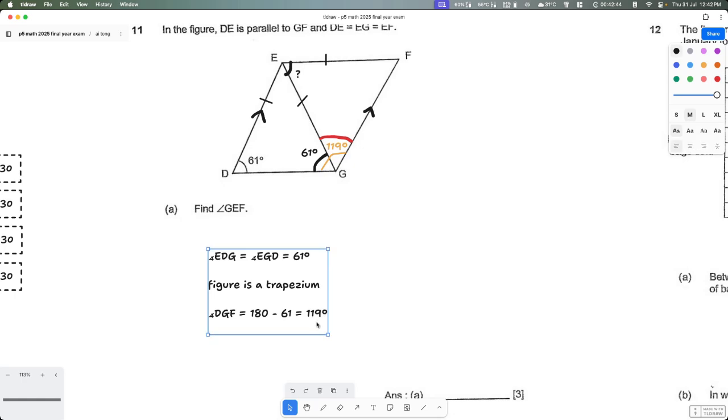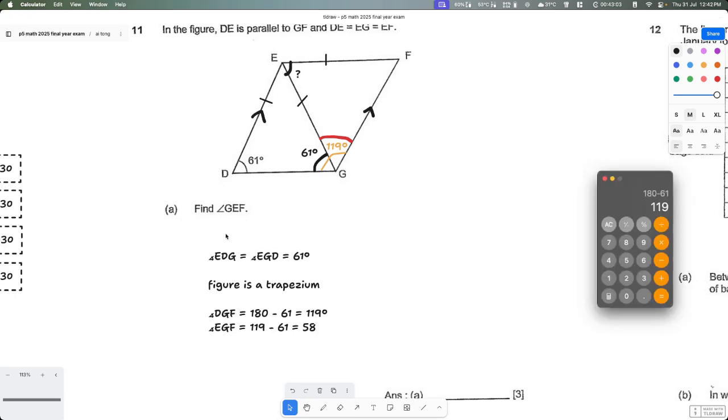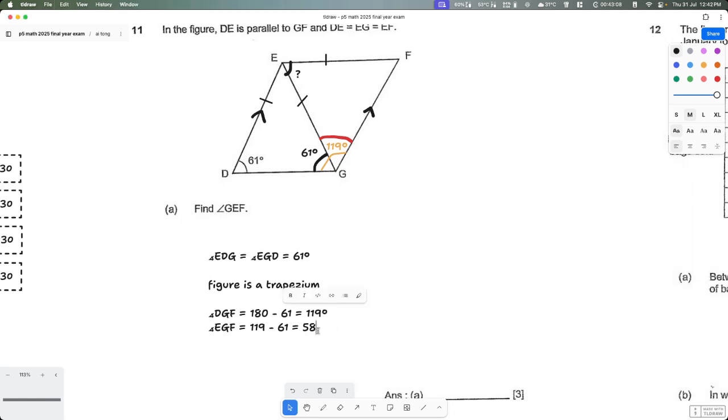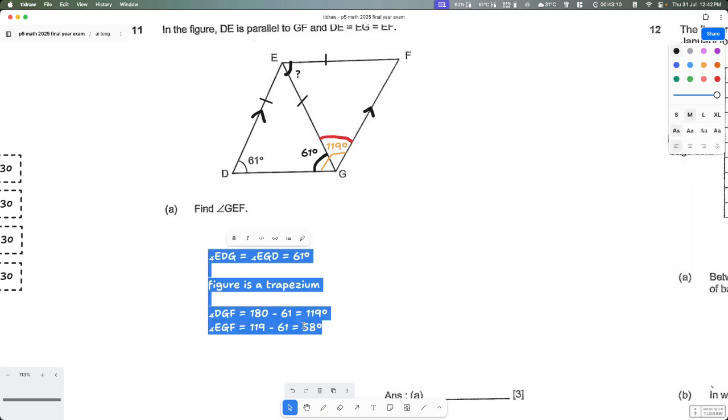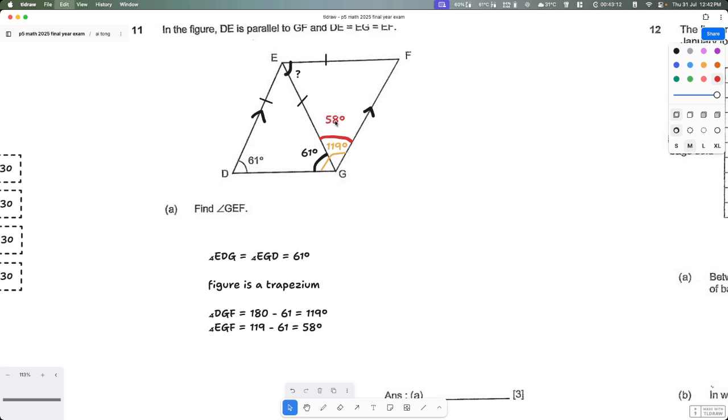So that means angle EGF is equal to 119 minus 61. So this will give us 58 degrees. Okay, so let me double confirm with the calculator. 119 minus 61 gives us 58 degrees. Okay, since this 58 degrees is the same as this 58 degrees, let me put a line as well.